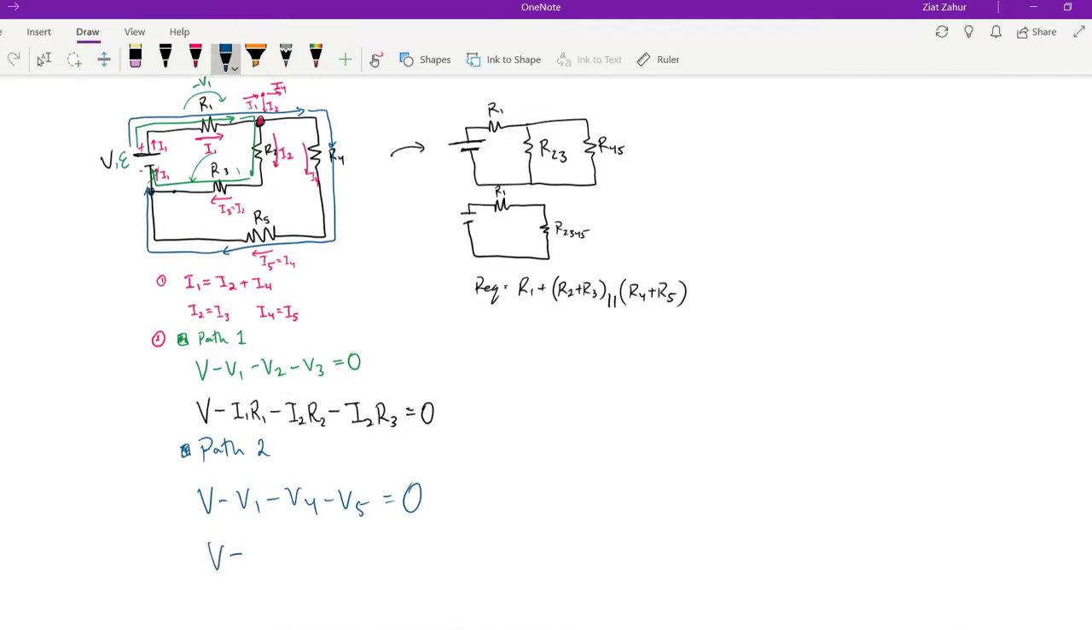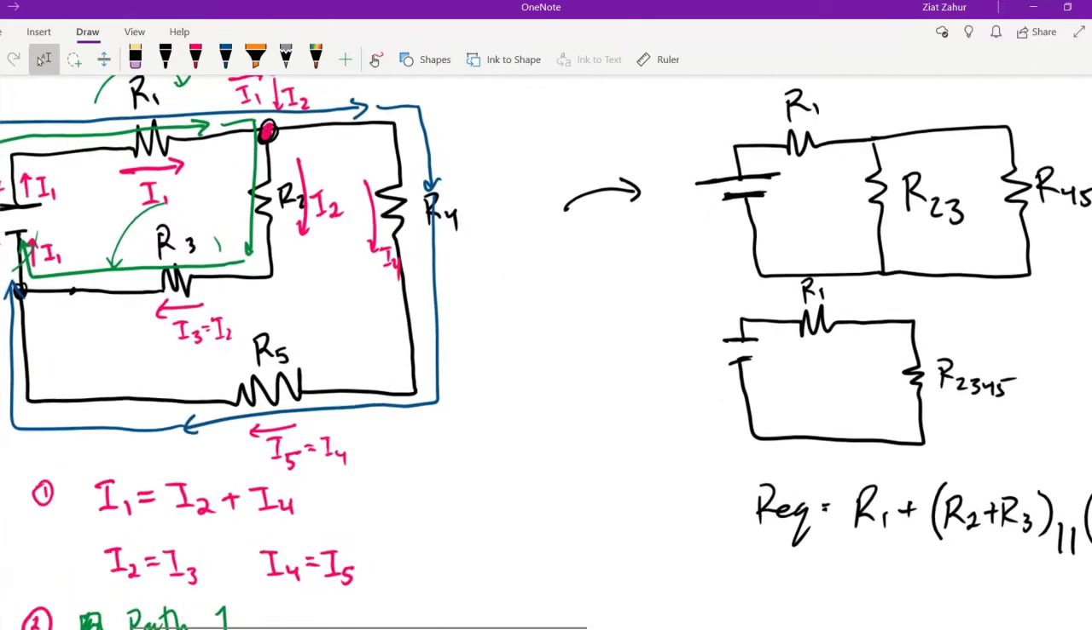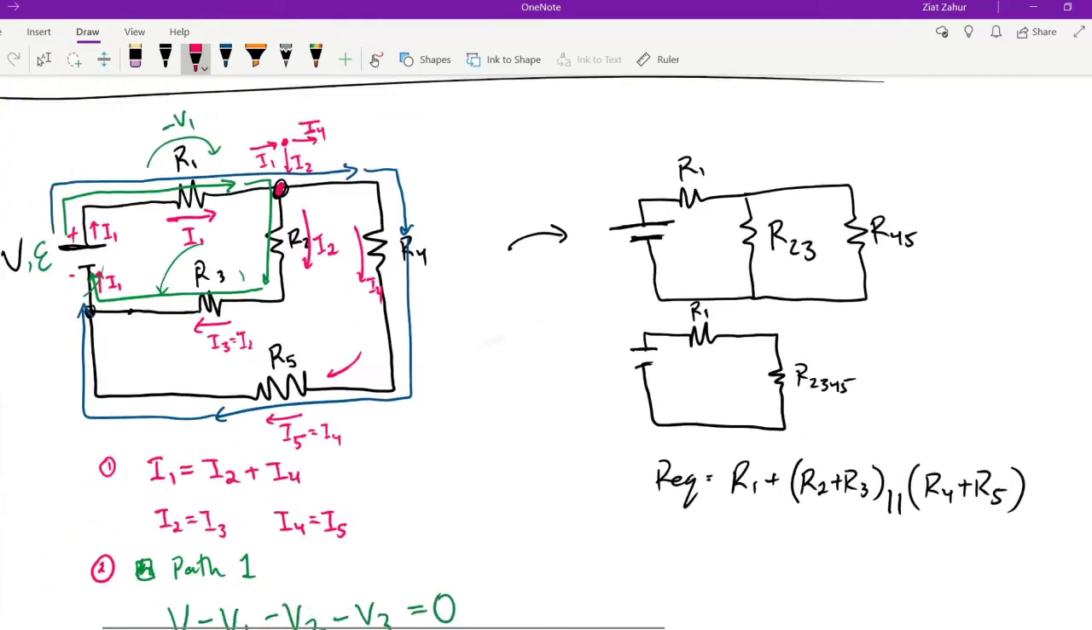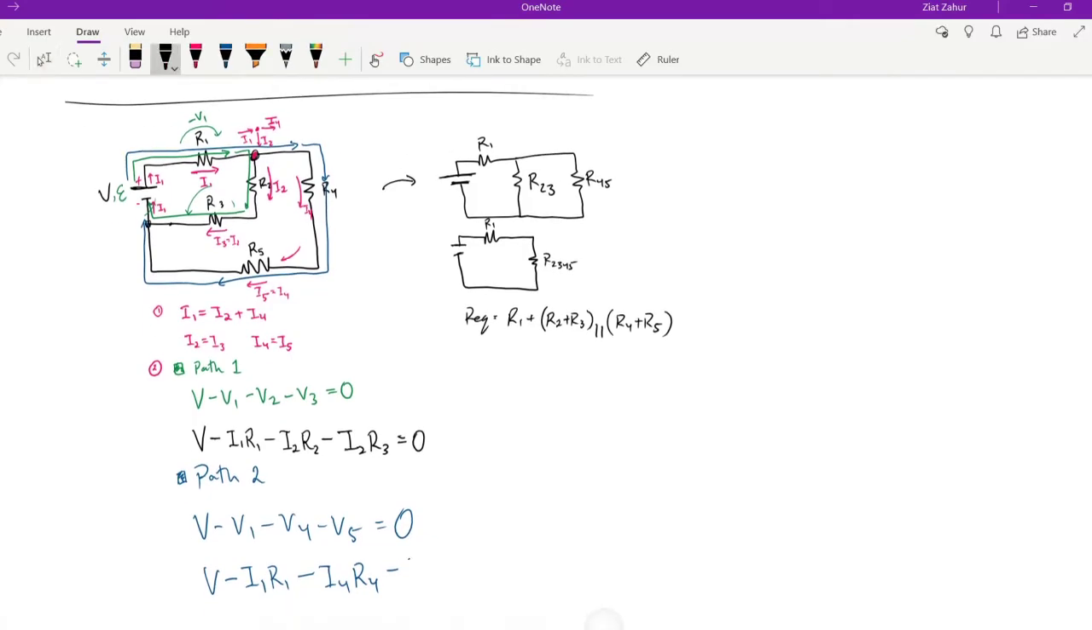So this would be V minus I1 R1. It's the same voltage drop. Minus I4 R4, minus, now the current in resistor 5 is the same current that goes through resistor 4. Whatever went through 4 has to go through 5 because there's no other pathway to split off. So just go and write I4 R5.